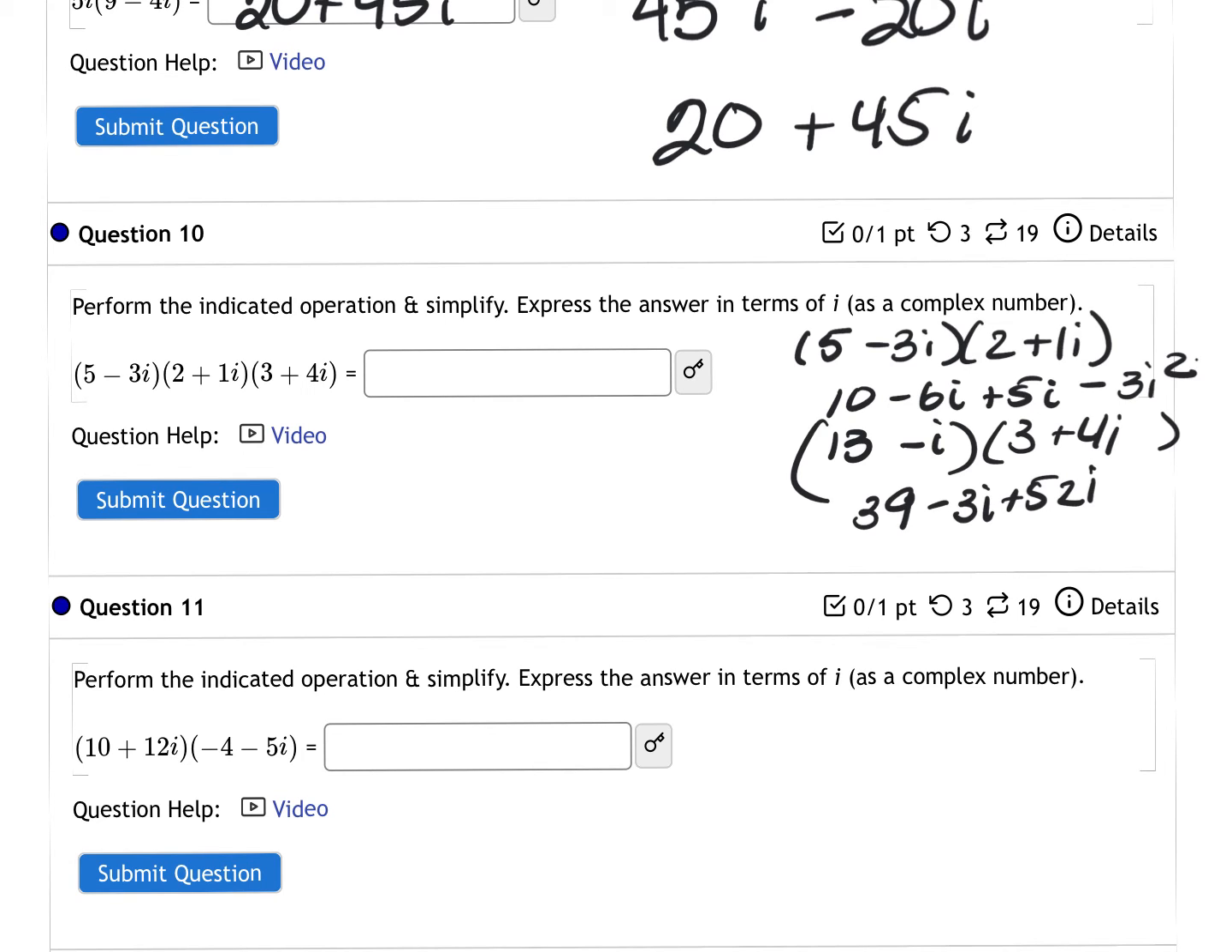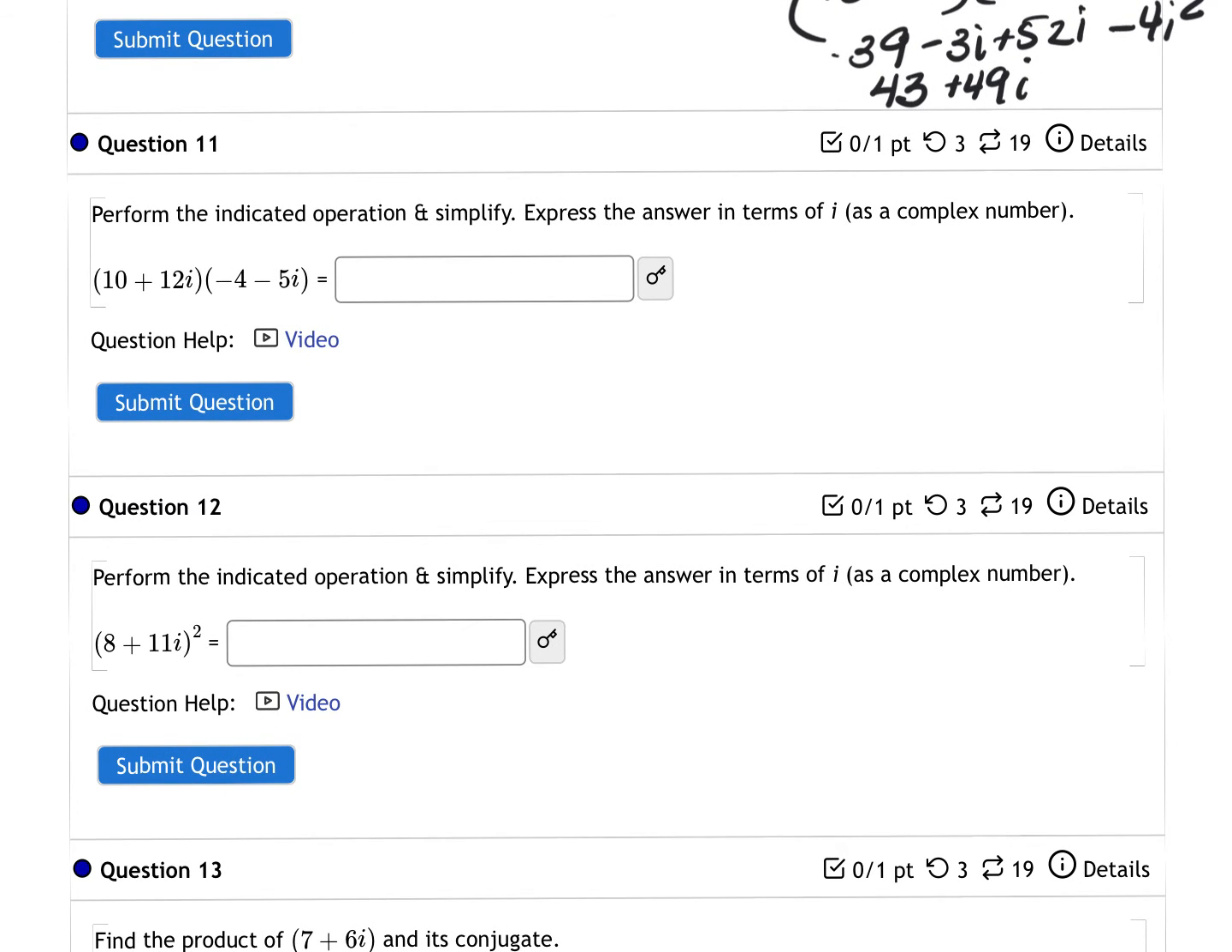And then minus 4i squared. So this right here is 49i. And that is plus 4. So 39 plus 4 is 43. So 43 plus 49i. All right.